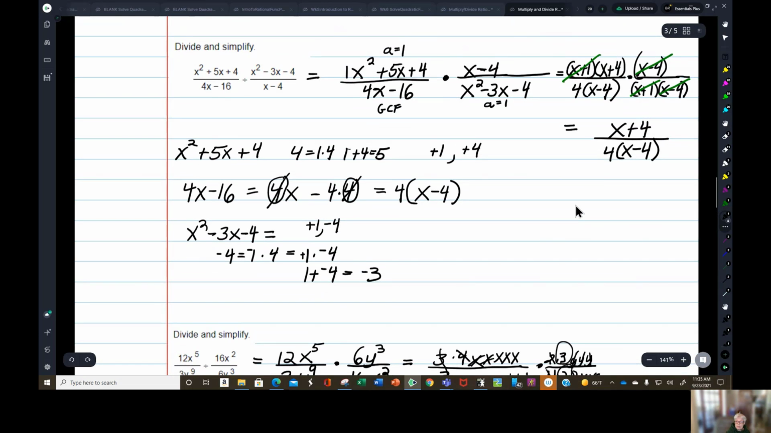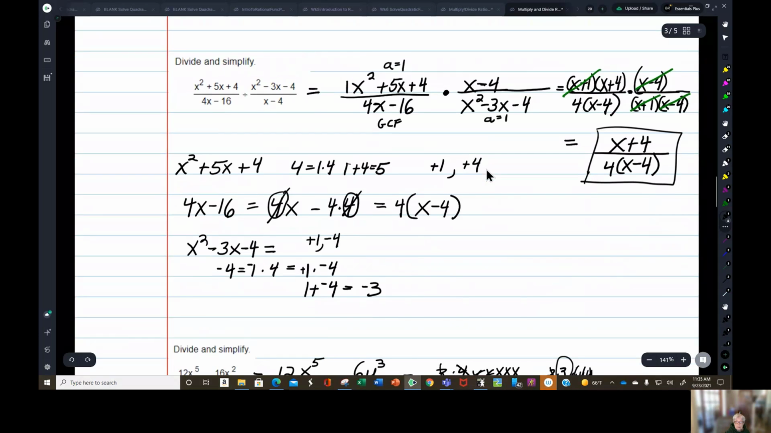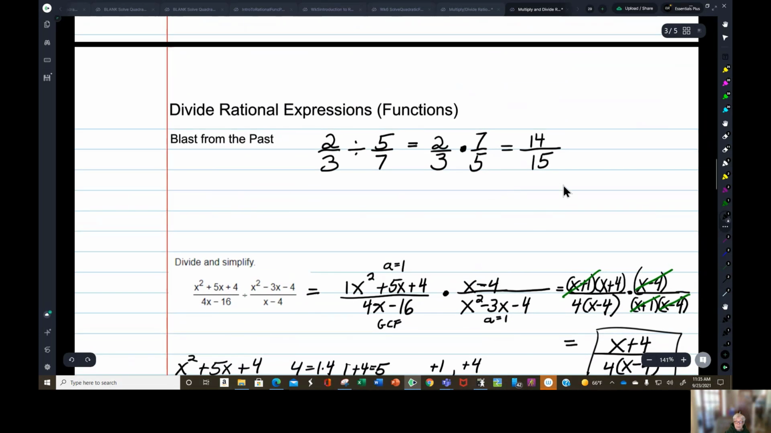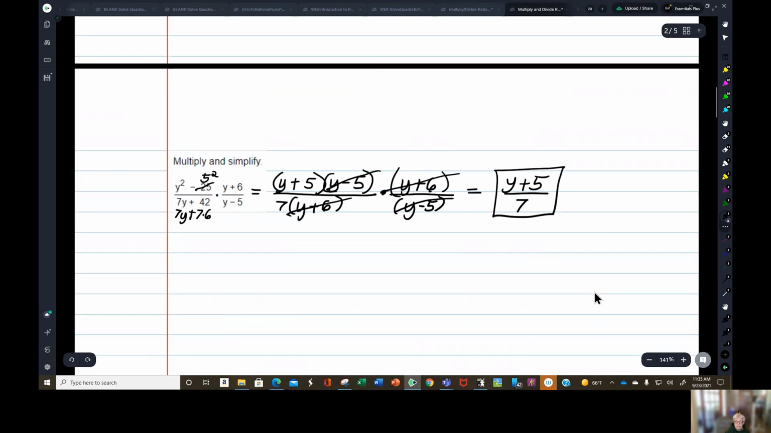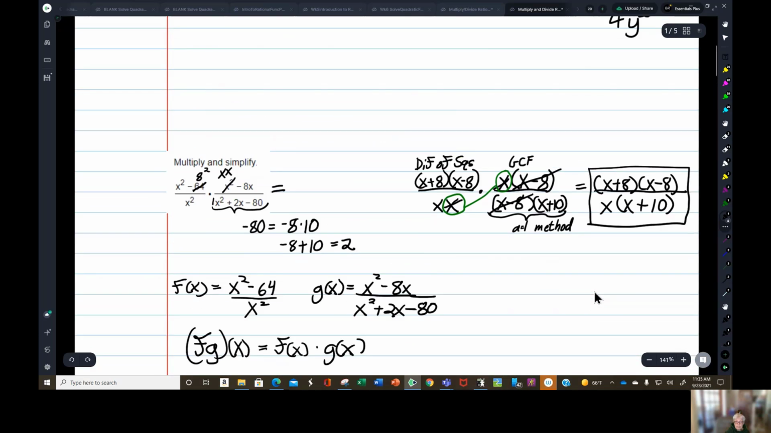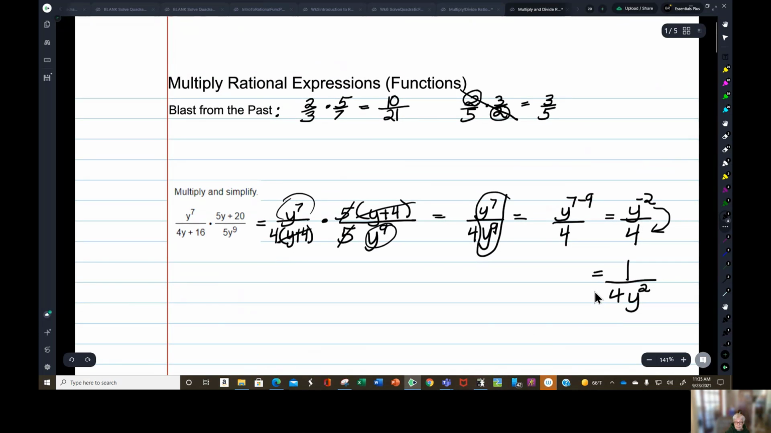And then here, blast from the past, no. Now, straight multiplication, you're not going to flip anything. You're just going to factor and cancel. Factor, factor, cancel, cancel. There.